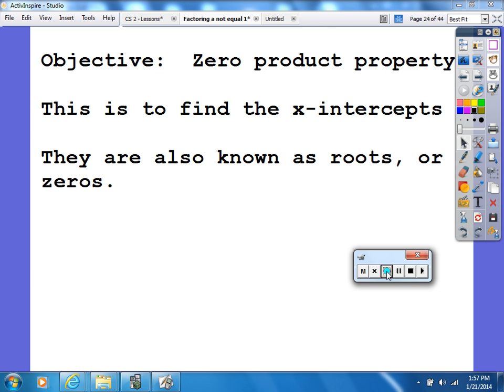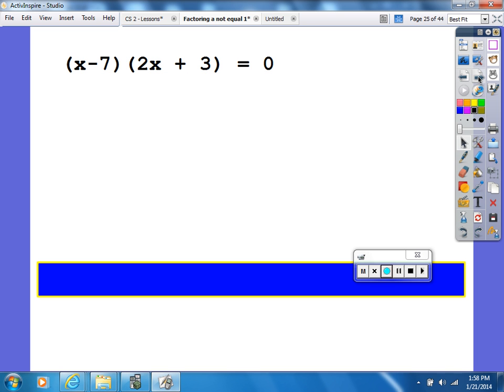On Mr. Williams' calculator, you actually have to go to the word root in order to find the zero. So roots and zeros are used interchangeably in this class. Same exact word. So here is our first question to write down.